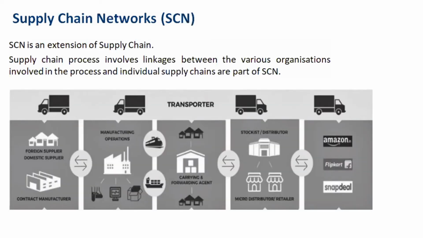If you see, starting with a foreign supplier or domestic supplier, then it goes to the contract manufacturer, then we have manufacturing operations, then we have the transporter, the carrying and forwarding agents, maybe roadways or waterways or airways. Then we have stockists and distributors. Then we have micro distributors and retailers. Then finally it goes to the e-commerce websites who are the market sellers for customers, like Amazon, Flipkart and Snapdeal.